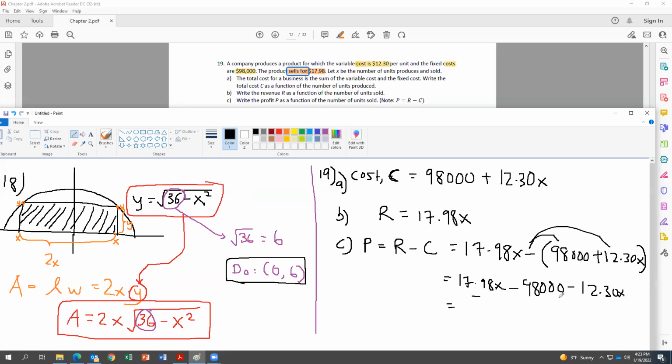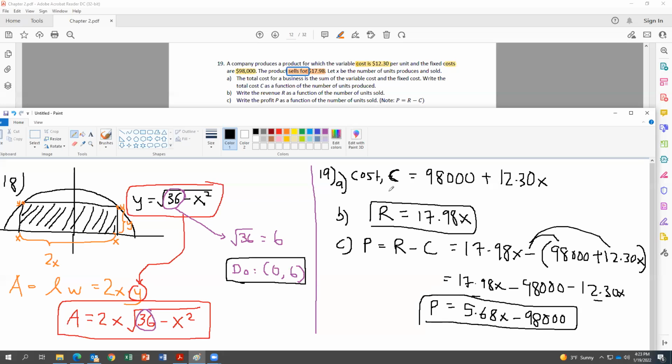And you just combine like terms. These two terms are like terms. Combine them: 17.98 minus 12.3 is 5.68. So this is 5.68x minus 98,000. This is the profit, not the revenue, sorry. This is the profit function in this case. This is the revenue, and this is the cost.